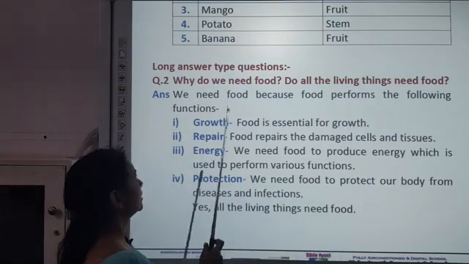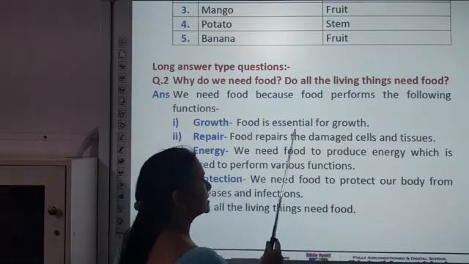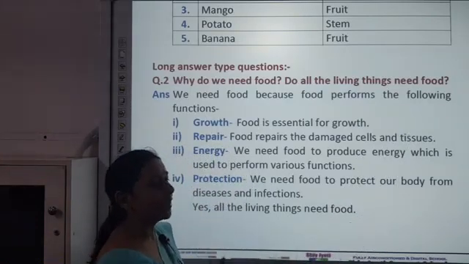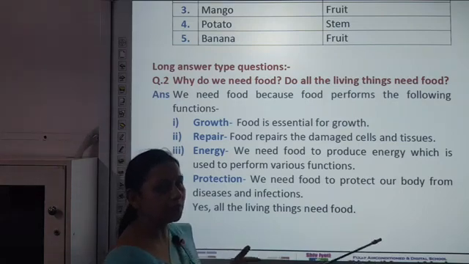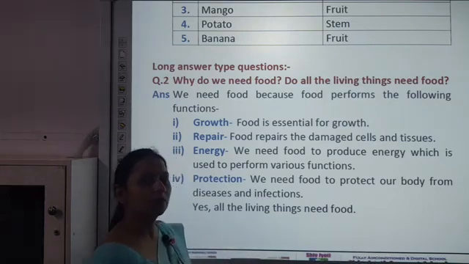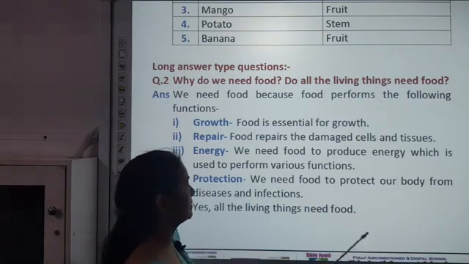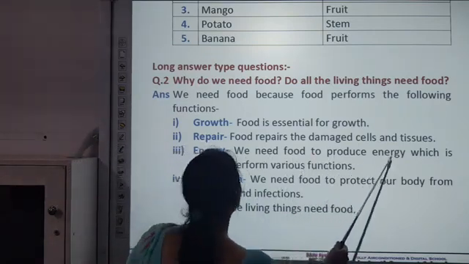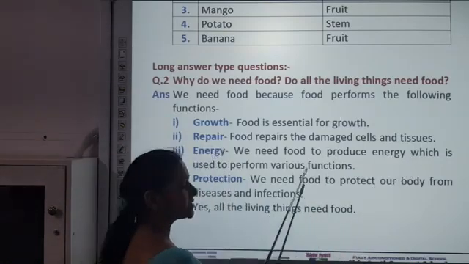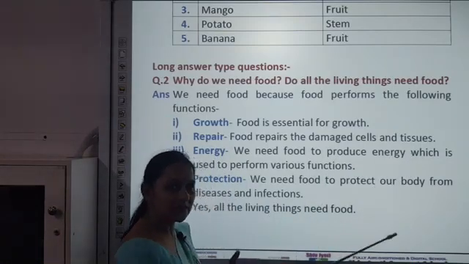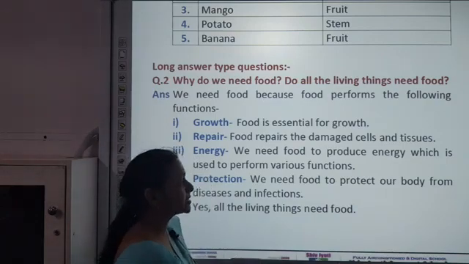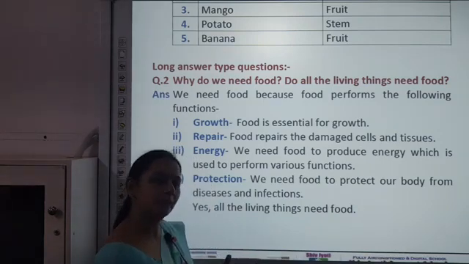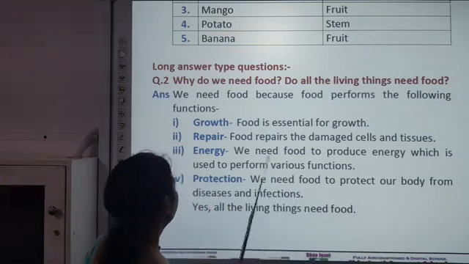Repair means food repairs the damaged cells and tissues. You all know that we get energy from food, and the energy is used to build up new cells or to repair the worn out cells. So, the third one is energy. We need food to produce energy, which is used to perform various functions. We perform different functions during a day. These functions are performed using energy, and this energy is obtained from food that we eat.